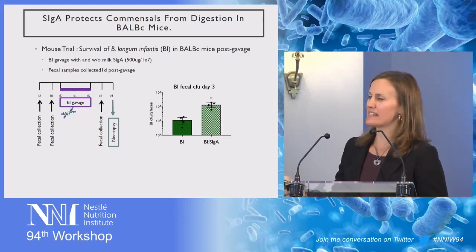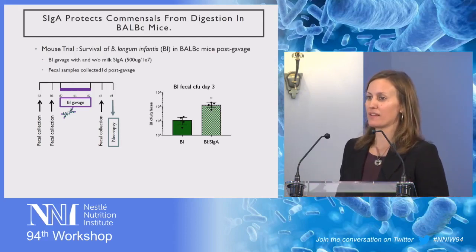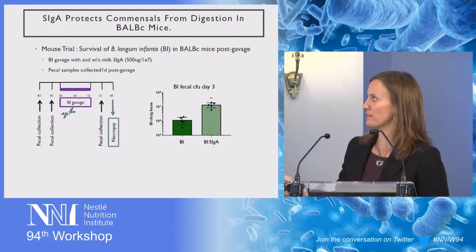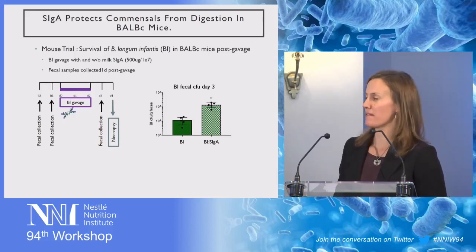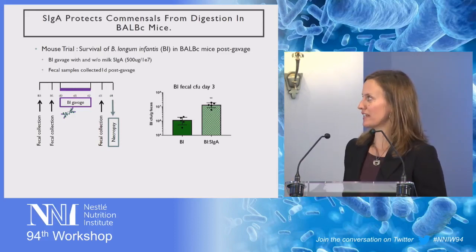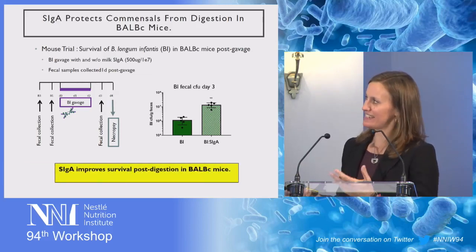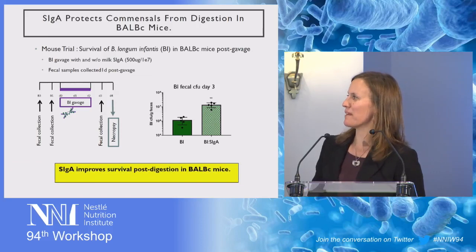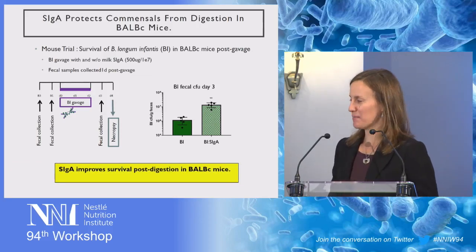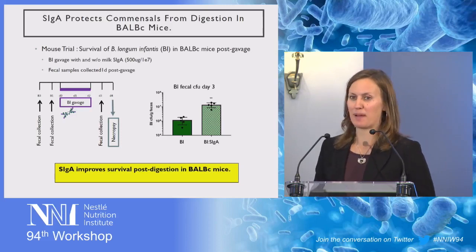So I cannot completely say if this is due to just shedding of the bacteria or if it's evidence of survival of the bacteria. But nonetheless, again, with biogeography studies, I can say that these levels still did seem to be much higher in those mice that were provided that B. infantis that was pre-associated with IgA. So certainly, at least in this study here, we do see some evidence that secretory IgA can improve that survival of commensal bacteria post-digestion in these BALB/c mice.